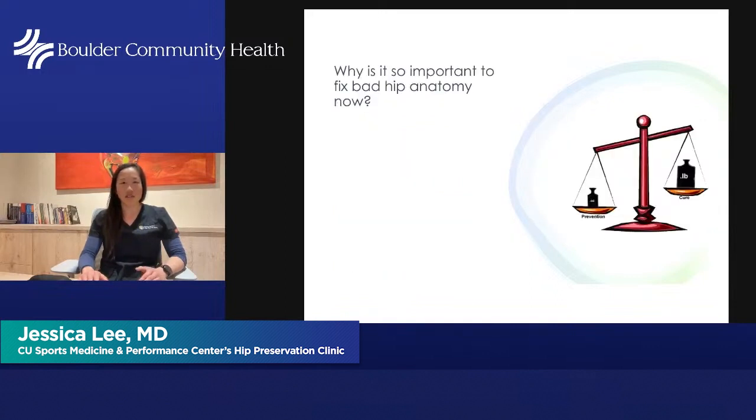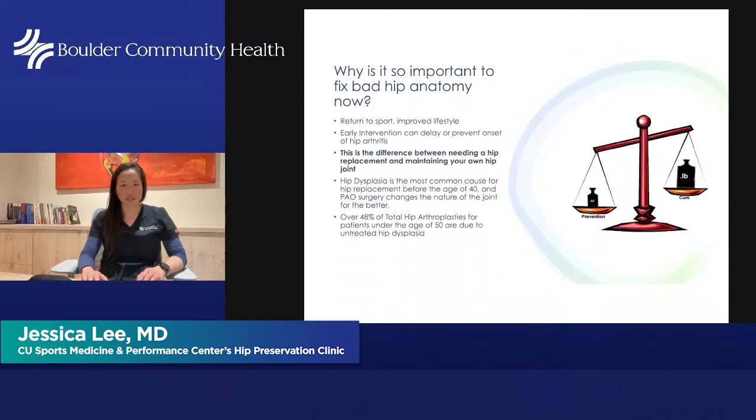The next side of this is, why is it so important to fix bad hip anatomy now? You've lived with this for a very long time, so why do you have to fix it? Well, number one, if you're at the point where you're asking this question, probably you've suffered for a very long time, and maybe that suffering is to the point where you can no longer do the stuff that you like to do. Your pain actually stops you from continuing in the sport. The other part of it is that you are continuing to do damage by doing that sport if you have symptoms and damage to the inside of your hip joint already. So early intervention, if you have a good joint that's viable, can still delay or prevent the onset of hip arthritis.